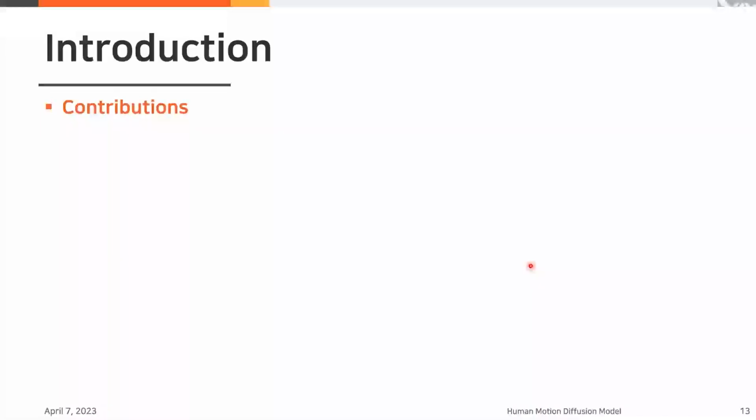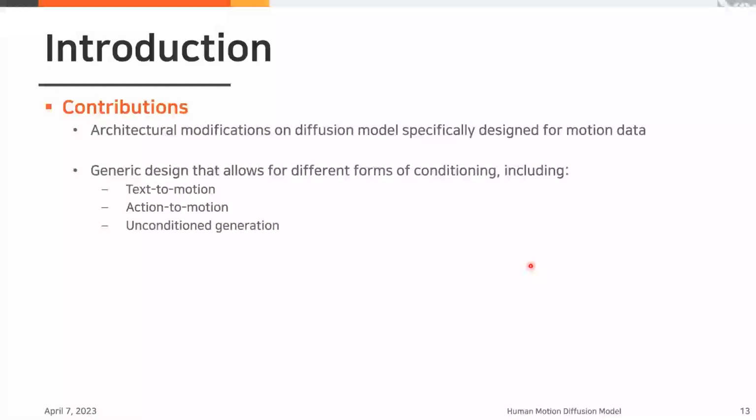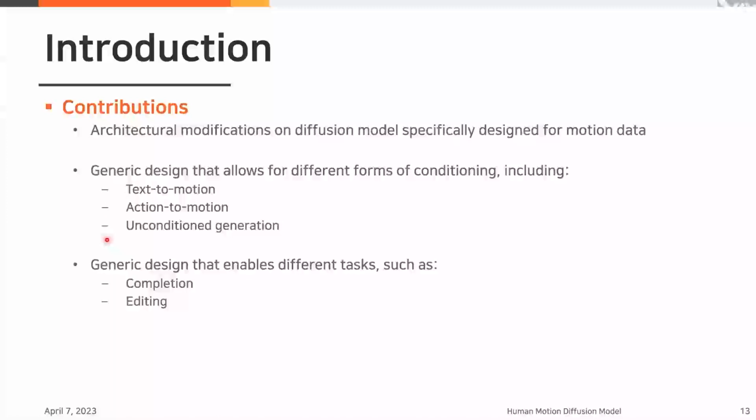So the contributions of this work include the architectural modifications in diffusion model specifically designed for motion data. And the second one is they propose a generic design that allows for different forms of conditioning, including text-to-motion, action-to-motion, and even unconditional generation. And the last one is they propose a generic design that enables different tasks, including motion completion and motion editing.